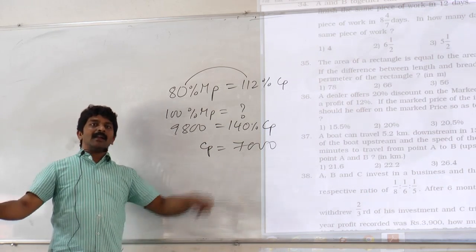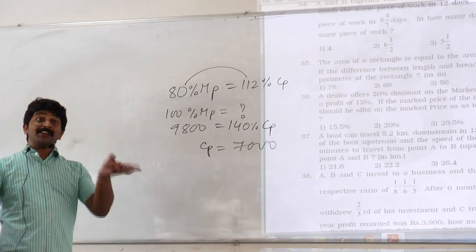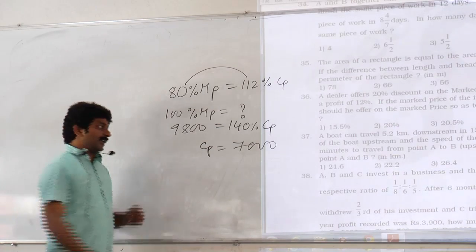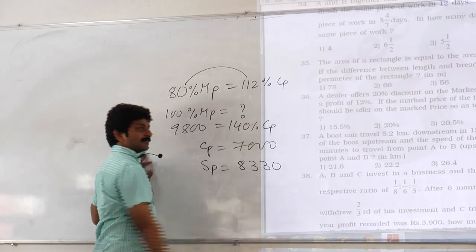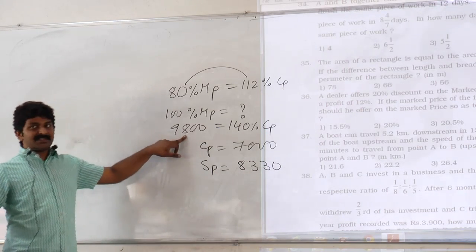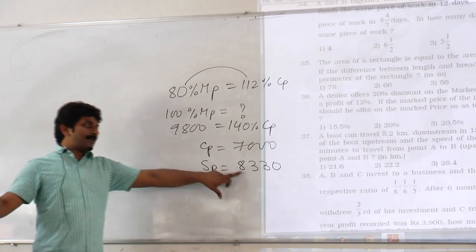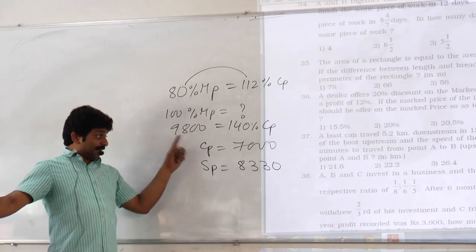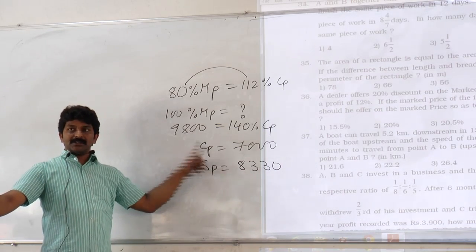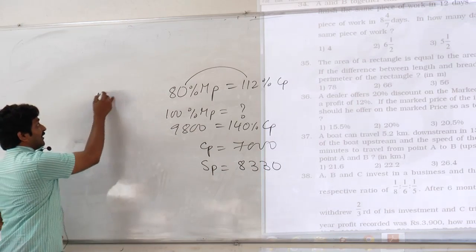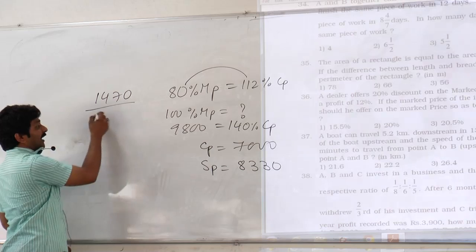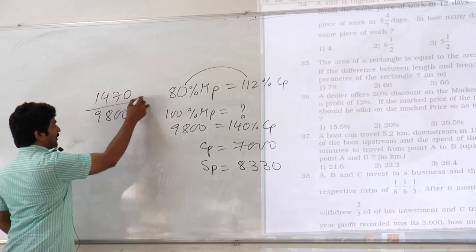Right? And now you are expecting a profit of 1330. So selling price is 8,330. Market price is 9,800. Selling price is 8,330. The difference is called discount. How much discount is there? 1470. Now you need to calculate discount as a percentage with respect to market price.